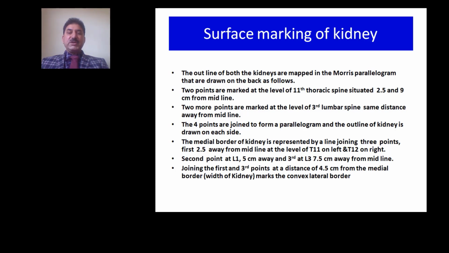The medial border of the kidney is represented by a line joining 3 points. First, 2.5 centimeters away from the midline at the level of T11 on the left and T12 on the right. Second point at the level of L1, 5 centimeters away, and third point at the level of L3, 7.5 centimeters away from the midline. Joining the first and third points at a distance of 4.5 centimeters from the medial border marks the convex lateral border of the kidney.